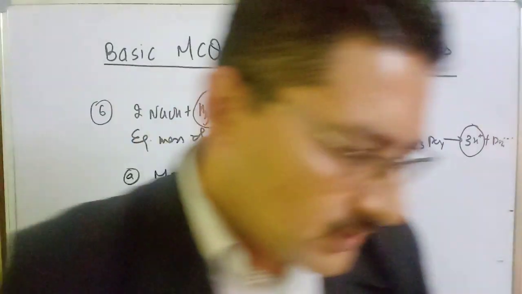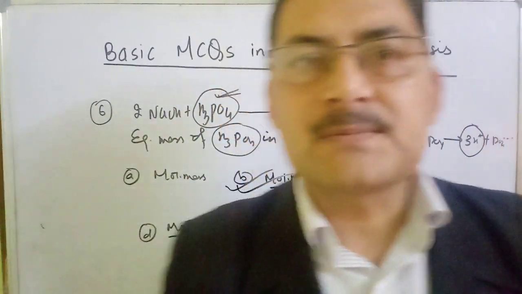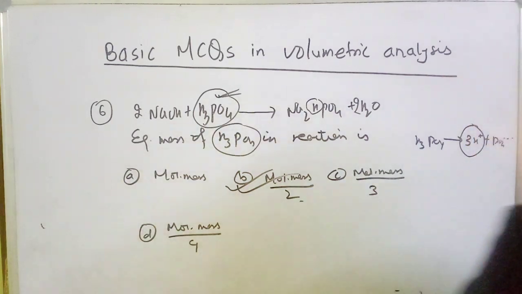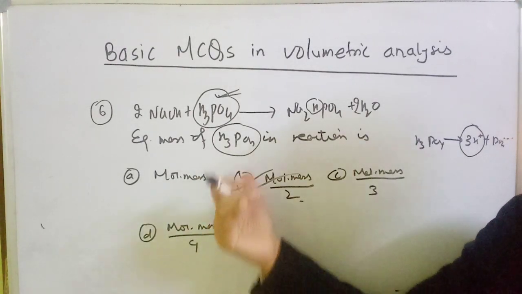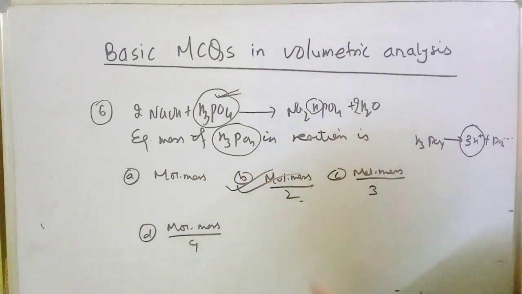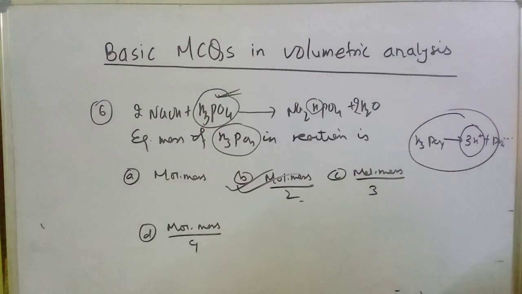So when you are going to find the equivalent mass of phosphoric acid, you must be concerned with how many replaceable hydrogens are used in the reaction. For example, in our reaction we have seen that only 2 hydrogens are being displaced. So we can easily say that the equivalent mass of phosphoric acid is molecular mass by 2, though it has 3 replaceable hydrogens. You must be careful to see in the reaction how many hydrogens are displaced from the acid. So our answer is molecular mass upon 2.